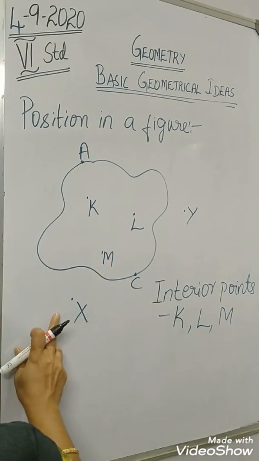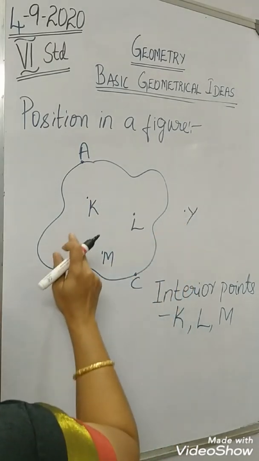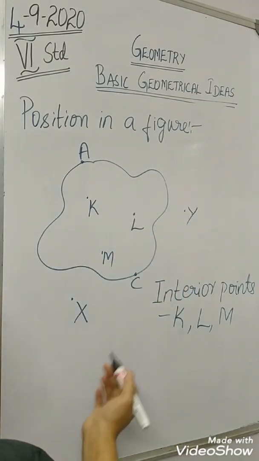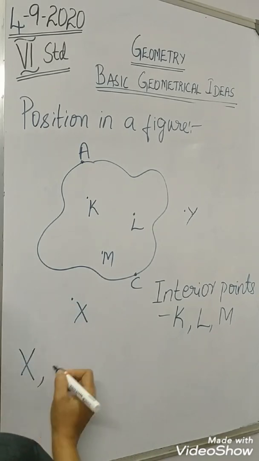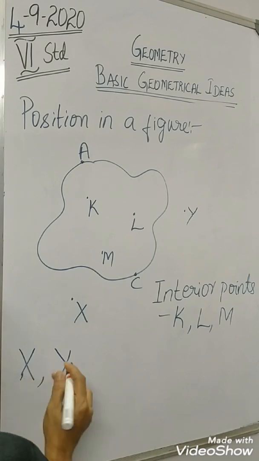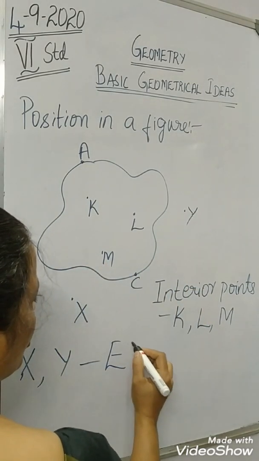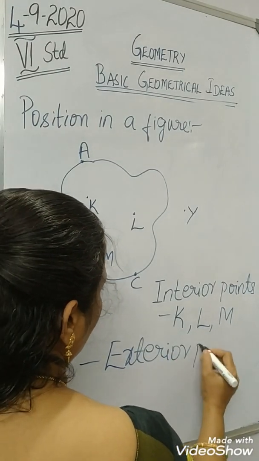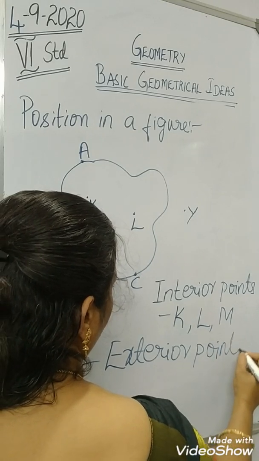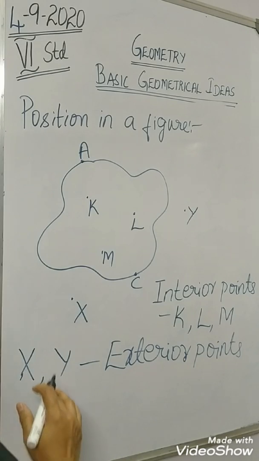Now, you can see this X, Y. Whether X and Y, are they inside the figure? No, they are outside the figure. Isn't it? X, Y. Where are they? They are outside the figure. So, they are called exterior points. The points which are outside the figure are called exterior points.